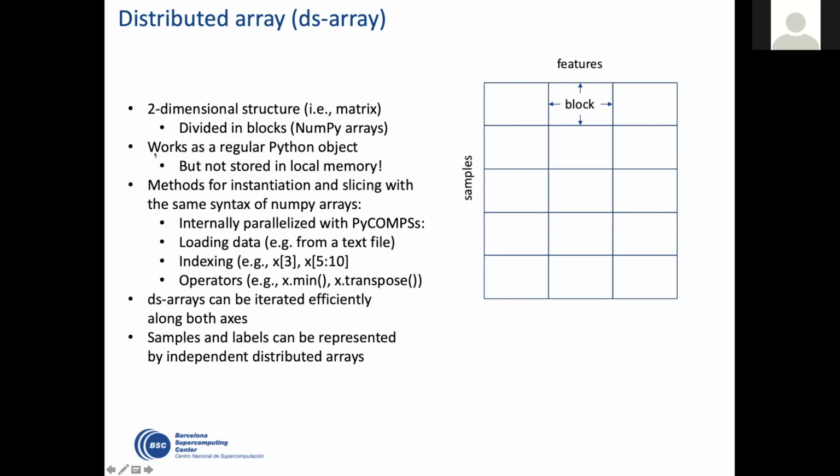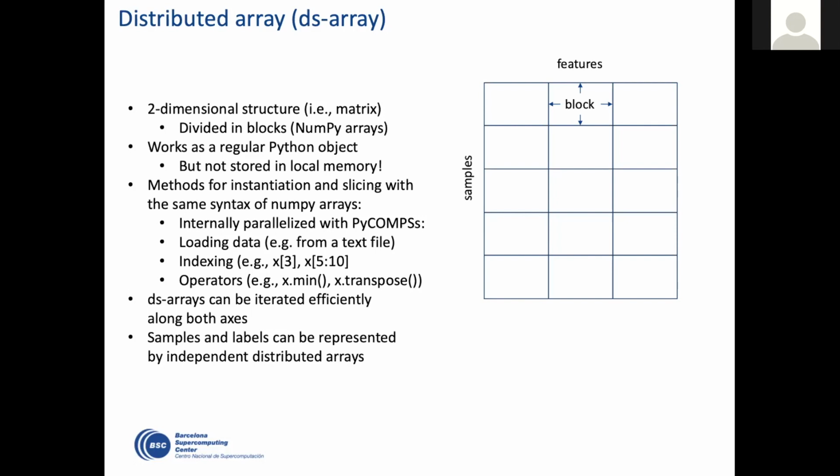Then, besides this, which tells you a bit of the internals, you can work with a DS array as if it was a regular Python object, using the regular methods that you would use, for example, for Numpy arrays. The difference is that not all the array is stored in the main memory of the local node, but it's stored in a distributed fashion, and also it doesn't need to be stored in memory all the time, because we serialize the data, and we read and write the blocks that are in memory between tasks.